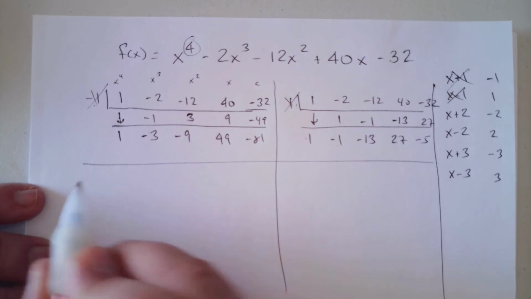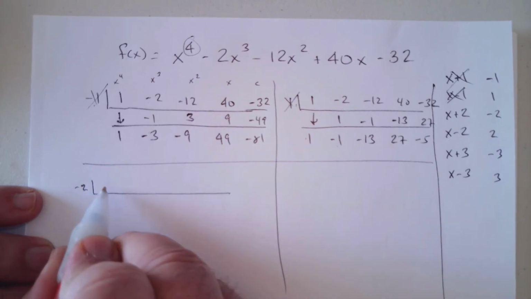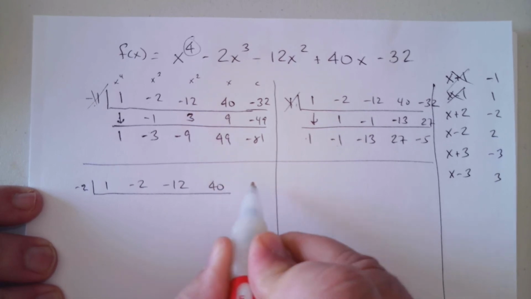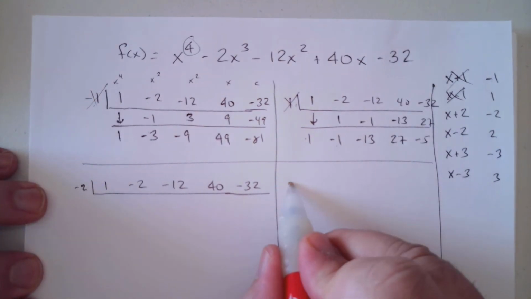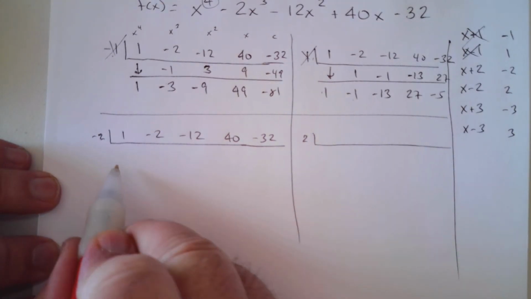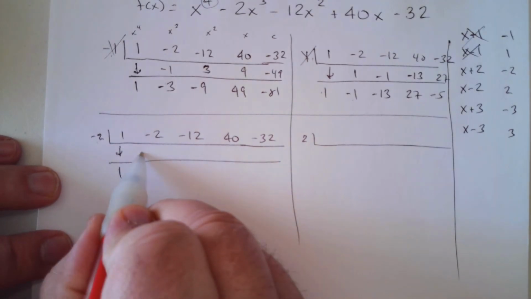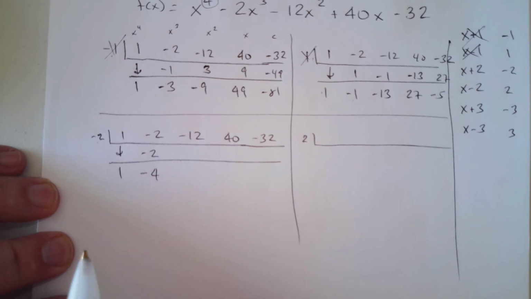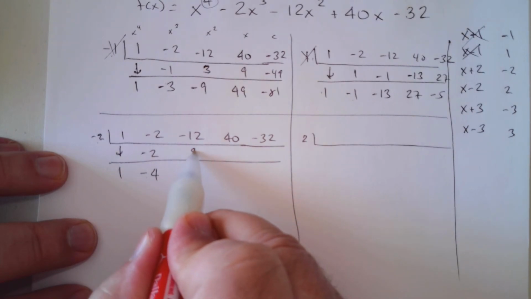Let's try negative 2. 1, negative 2, negative 12, 40, negative 32. And then next one we're going to try, if we need to, will be that one. Bring down the 1. Negative 2 times 1 is negative 2. Negative 2 plus negative 2 is negative 4. Negative is a positive. 2 times 4 is 8. So it's positive 8.